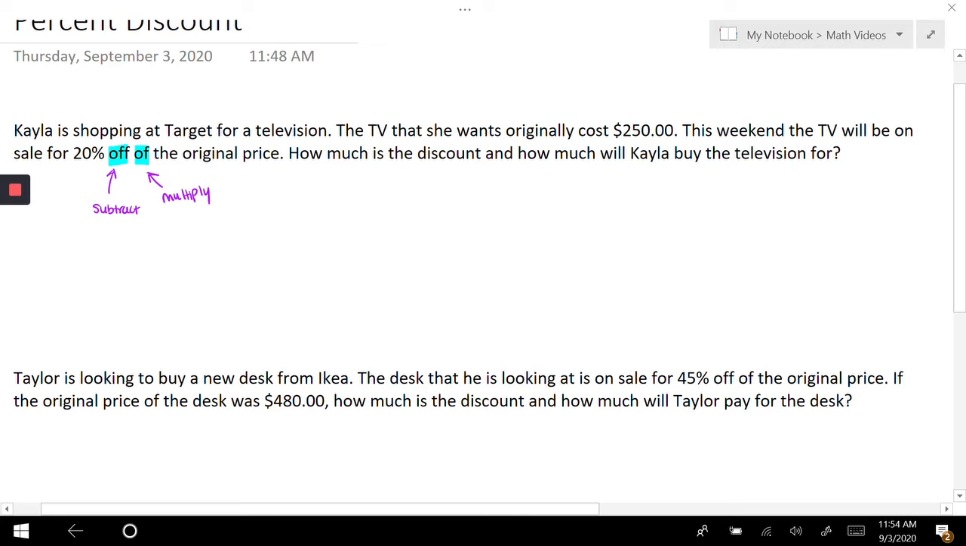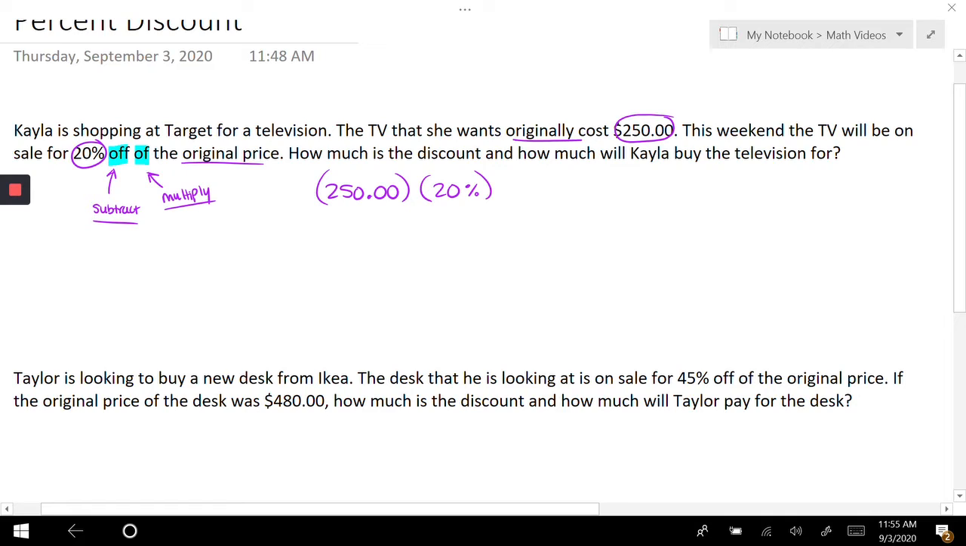Some of our other important pieces of this is we have our 20% and we have our $250, which is our original cost. So if we think about order of operations, what comes first between multiplication and subtraction? Multiplication is going to come first. So what are we multiplying? There's only two numbers here. We have $250 and then we have 20% off of that original price. So that's what I'm multiplying. I'm multiplying $250 times my 20% discount.